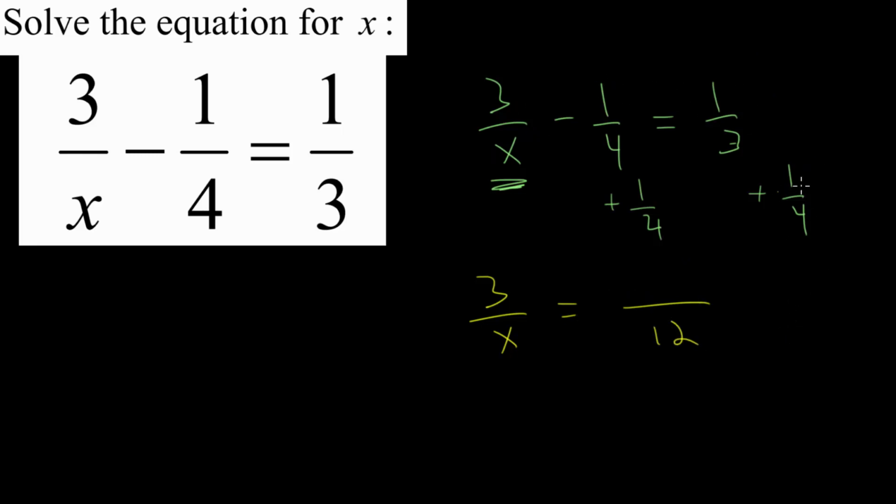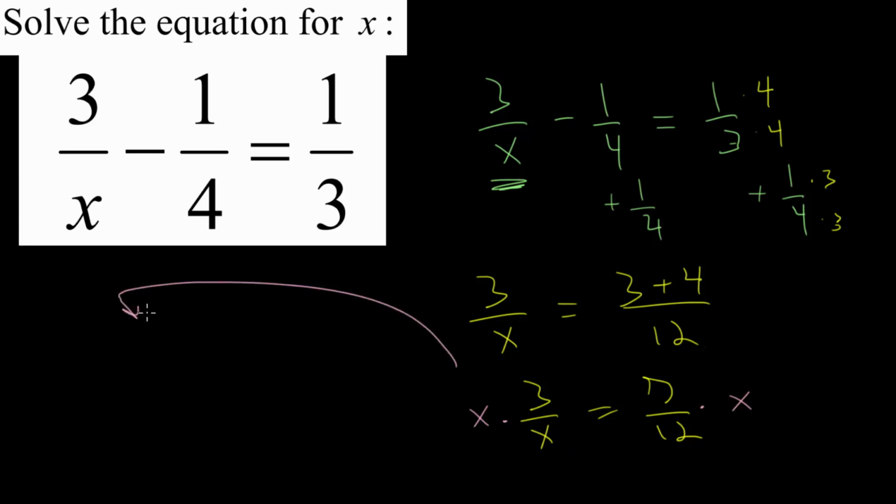So we multiply top and bottom of this by 3 and top and bottom of this one by 4 so that we get 3 over 12 plus 4 over 12, which simplifies to 7 over 12. And to get x out of that denominator, we'll have to use multiplication. Since we are dividing by x, if we multiply by x, then x divided by x just cancels out and we get back 1. So from here, we have that 3, since these canceled out, is equal to 7x divided by 12.